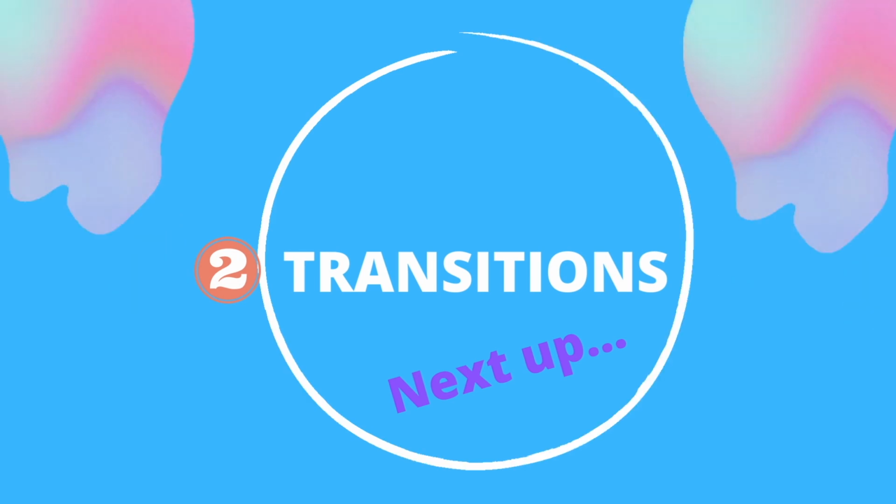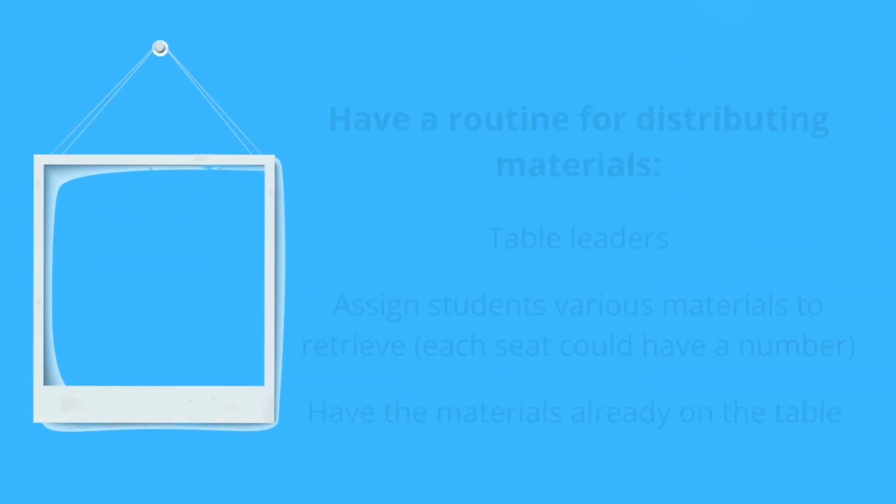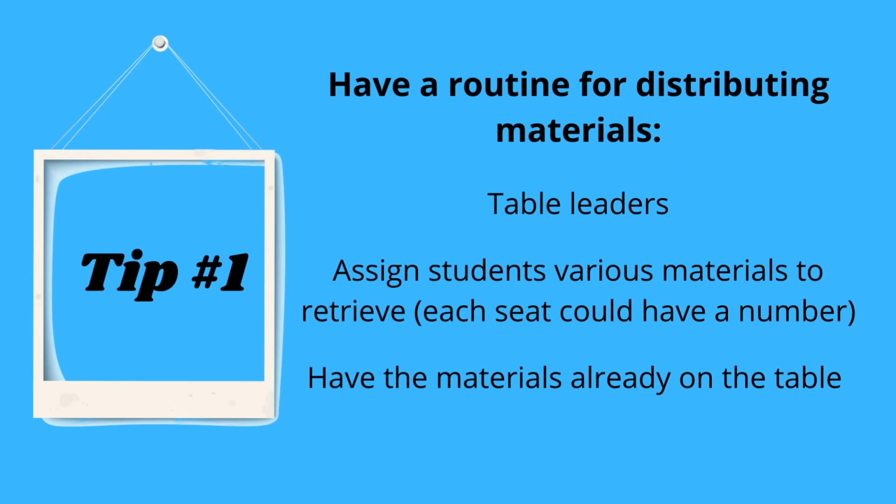Transitions. We are now transitioning into studio time. Tip number 1 is to have a routine for distributing materials. You could have table leaders or assign students various materials to retrieve, and even number seats if you need to. So you could say, "Number 1s, please go get a basket of crayons," or have the materials already out on the tables when the students arrive.